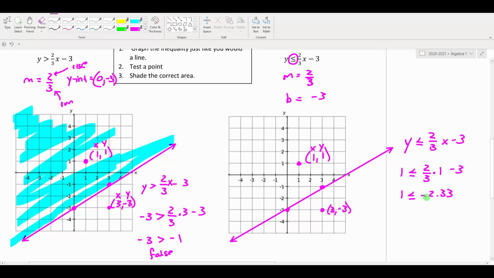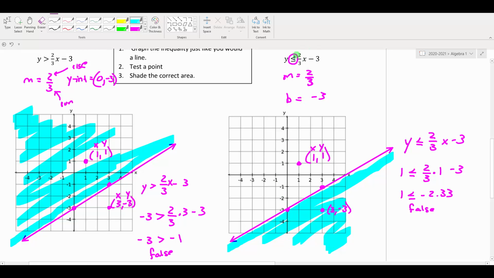So this is what we got, and you have to ask yourself, is this a true statement? The difference now is that this says less than. Is 1 less than negative 2.33? Well, no, that's false. 1 is bigger than negative 2.33. So all the points on this side are going to create false statements, which means all of the points on this side are going to create the true statements. I don't even need to test this. Once I know what one side does, I automatically know what the other one does. So if this side is false, then this side must be the true side. So all of the points over here on this side of the line will be true.